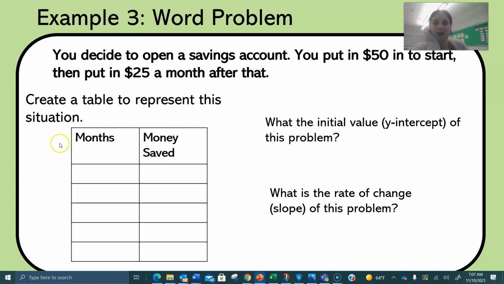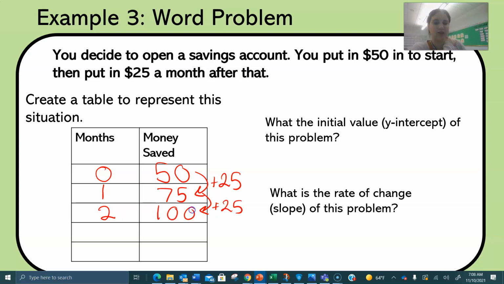So let's create a table. When I have 0 months, it hasn't been a month yet, but I start by putting $50 in. So I'm starting with $50. Then 1 month goes by and I put $25 in. So 50 plus 25 is 75. After 2 months, I add another $25. So 75 plus 25 is 100. And then 3 months, I add another 25. So 125. And then after 4 months, I add another 25. So it's 150.